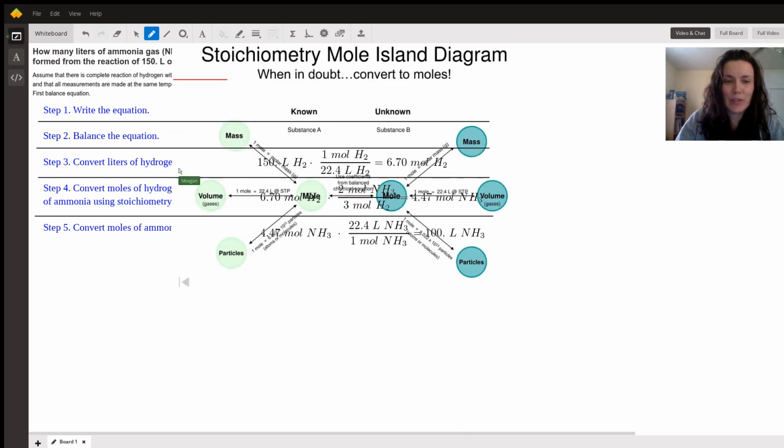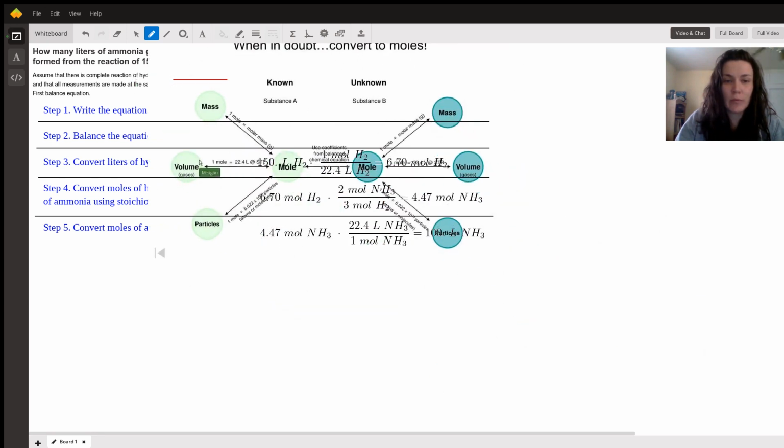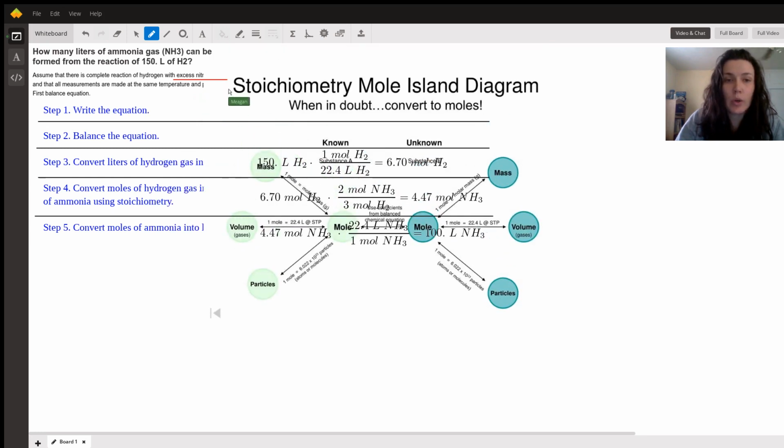Let's go ahead and focus on our first step. Our first step is going from volume to moles. And then this right here is our conversion factor. Now, these can be flipped around. So you can have moles on top or you can have liters on top. And let's talk about how we determine what goes on top.